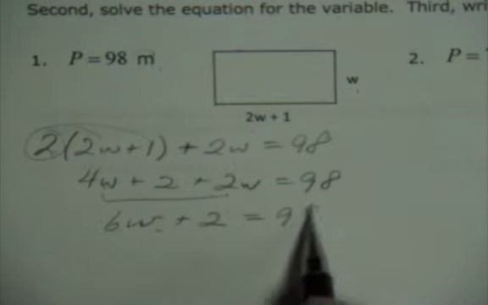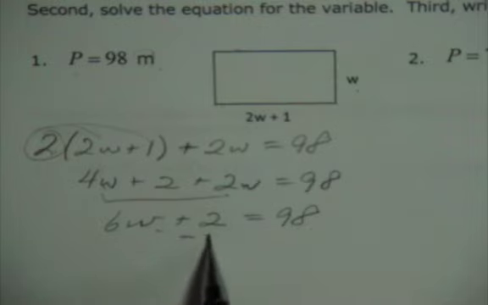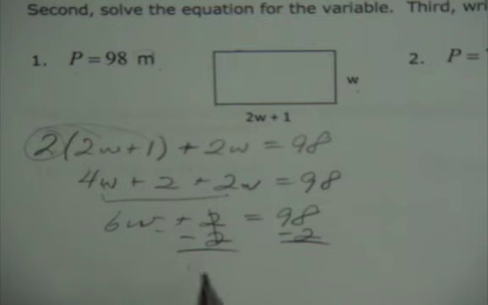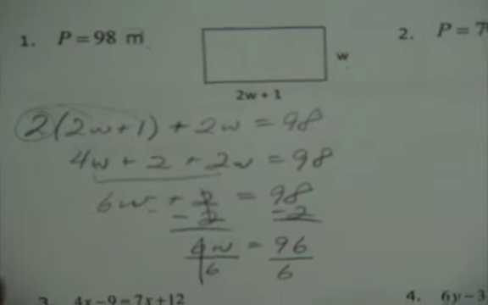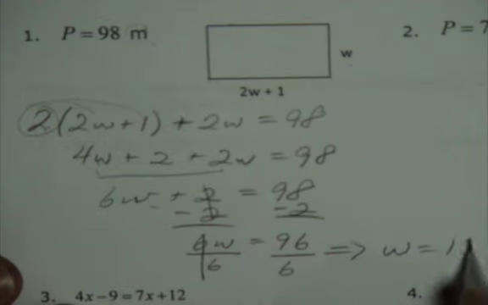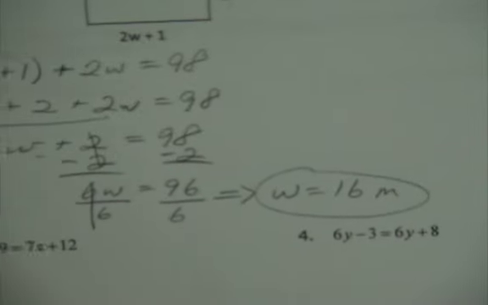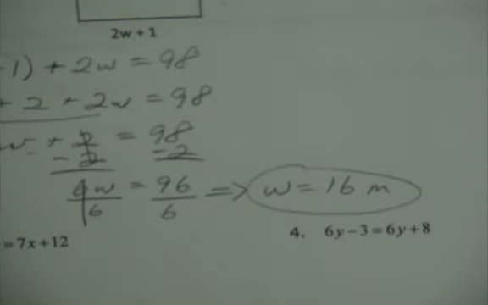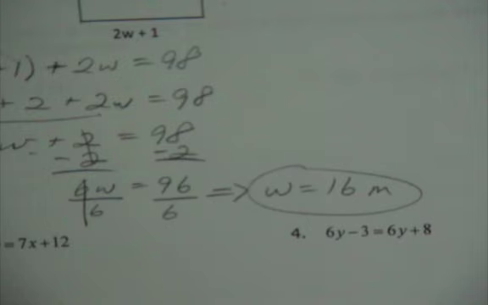Plus 2 equals 98. We want to move the 2 out of the way, get numbers on the right. Subtract 2 from each side, we get 6w is equal to 96. Then we divide by 6 on each side, and we end up here with w equals 16 meters. This is a word problem, and that means the number has units or dimensions, and they matter.